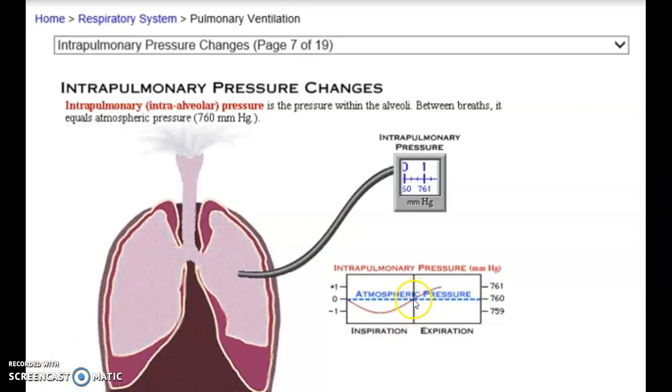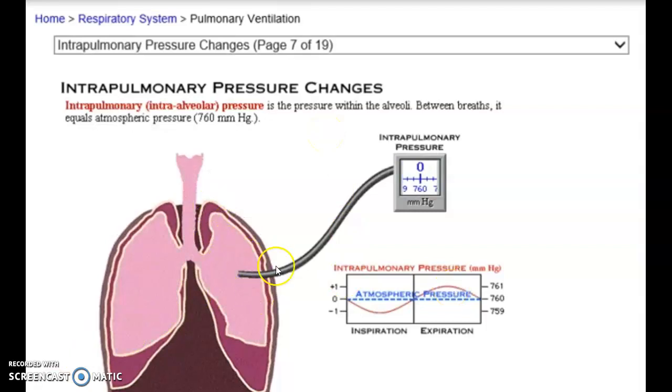Now that the lungs are full of air, what we want to do is increase the pressure inside. How do we do that? We make the lungs smaller. That starts increasing the pressure, and air starts going back out. Once air starts going back out, the pressure starts lowering again. It's still greater than atmospheric pressure, so it still goes back out.